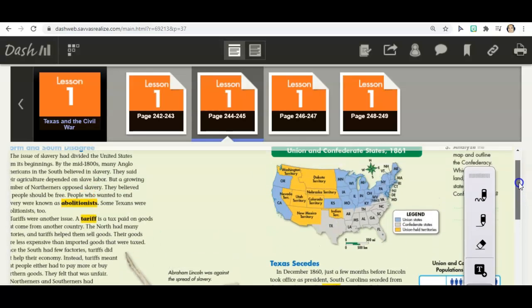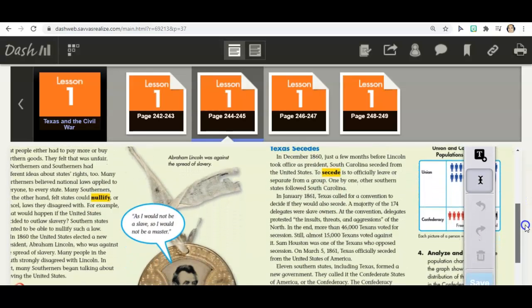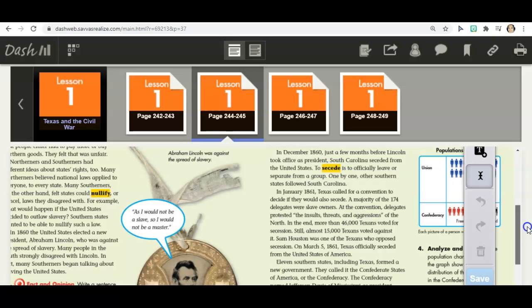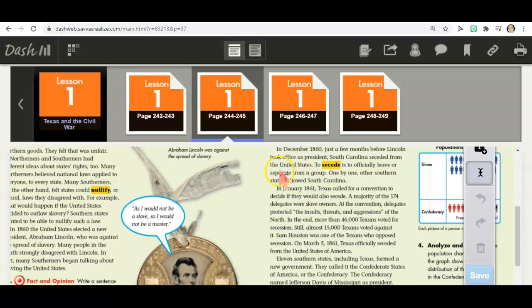Texas secedes. In December 1860, just a few months before Lincoln took office as president, South Carolina seceded from the United States. To secede is to officially leave or separate from a group. One by one, other southern states followed South Carolina. In January 1861, Texas called for a convention to decide if they would also secede. A majority of the 174 delegates were slave owners. At the convention, delegates protested the insults, threats, and aggressions of the North.